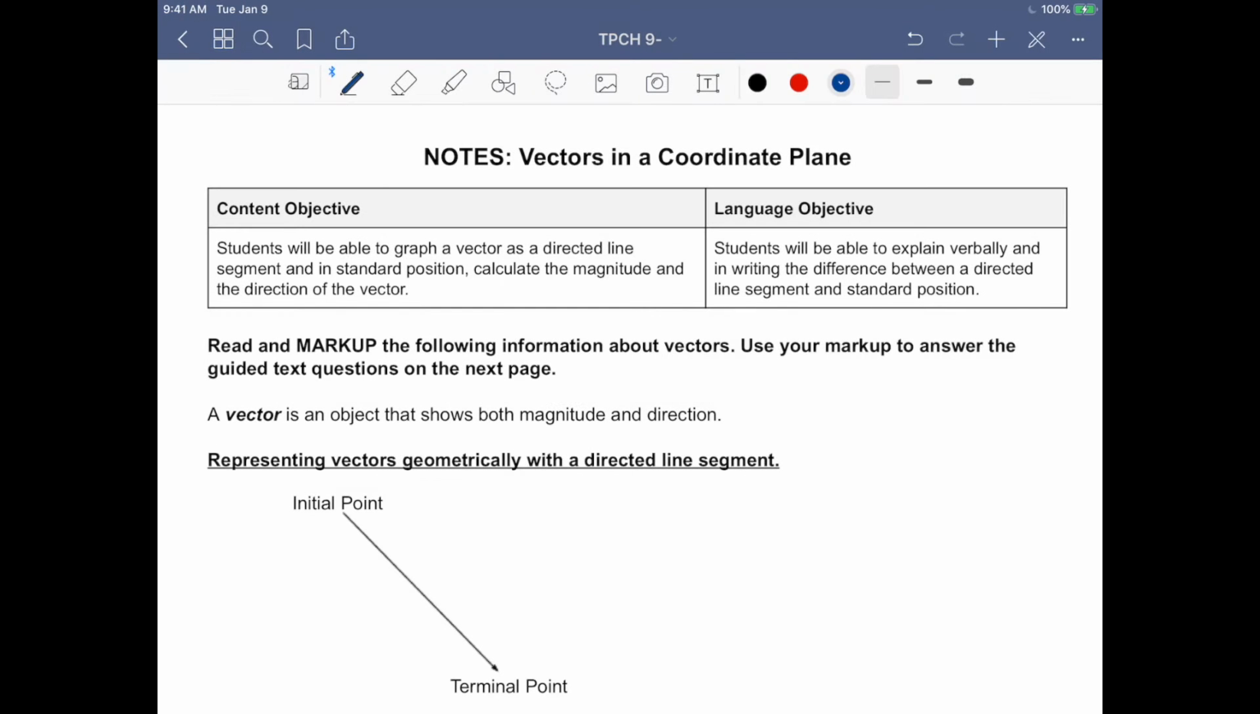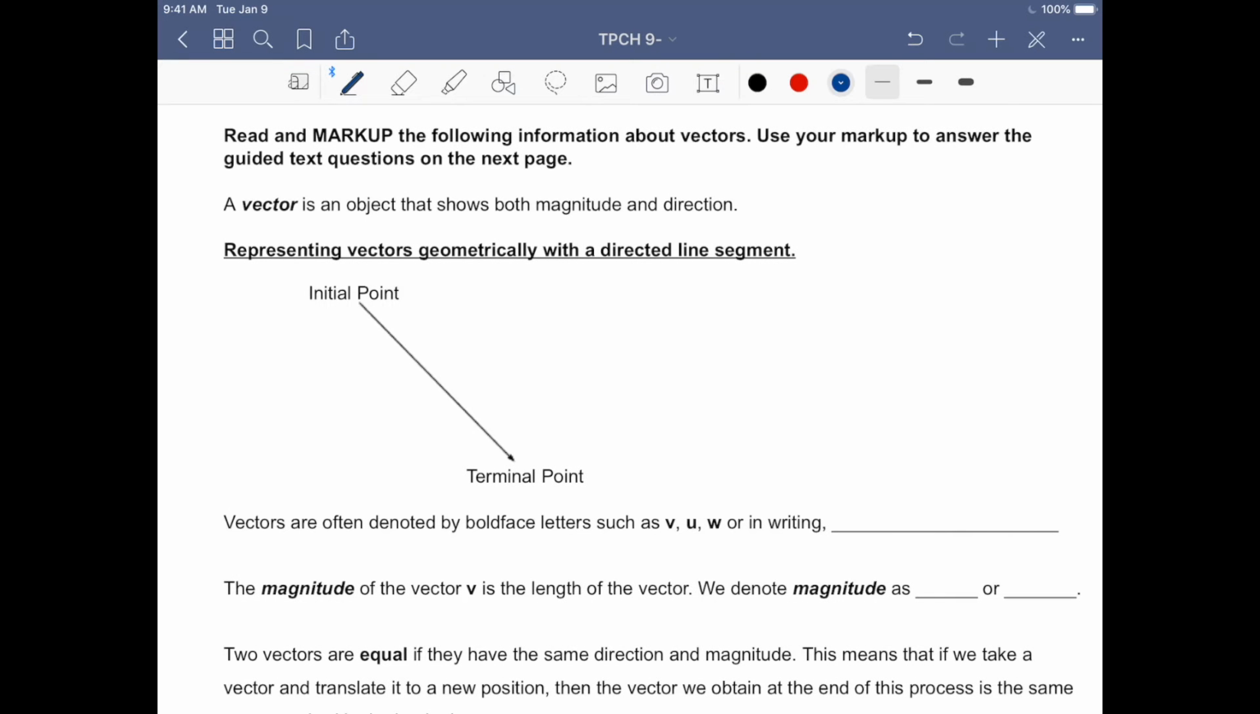Welcome to our notes on vectors and a coordinate plane. Students will be able to graph a vector as a directed line segment and its standard position, calculate the magnitude and the direction of the vector. Read and mark up the following information about vectors. Use your markup to answer the guided text questions on the next page.